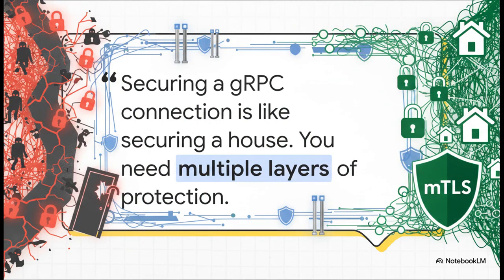To make this whole abstract concept a bit more tangible, think of securing a gRPC connection like securing a house. You need multiple layers of protection to keep your stuff safe. We're not just going to rely on a single locked front door here. We're going to build out multiple layers of defense to make sure our system is completely impenetrable. So let's look at how we actually construct this, starting with our first layer.